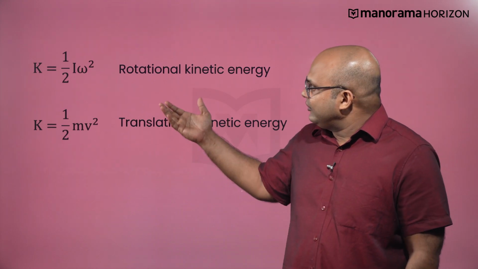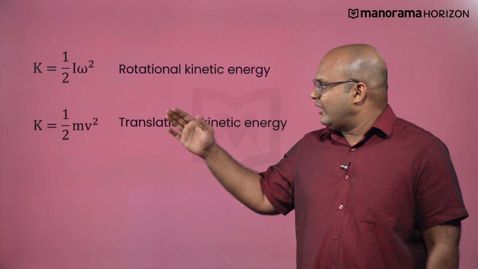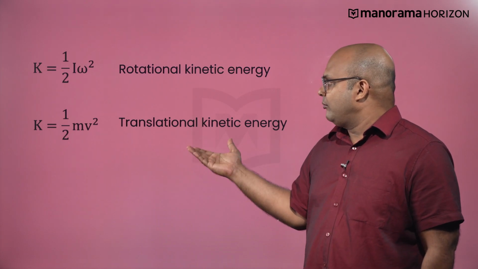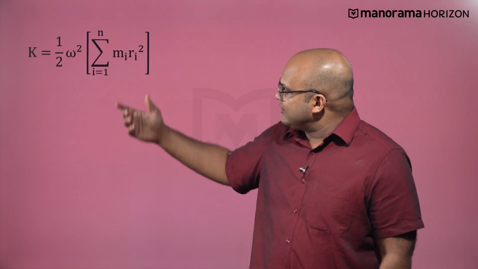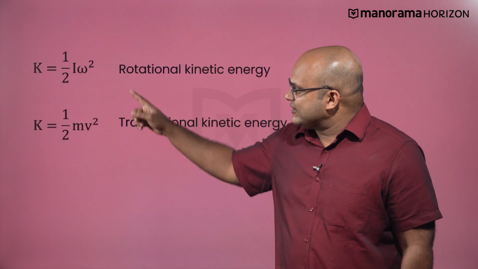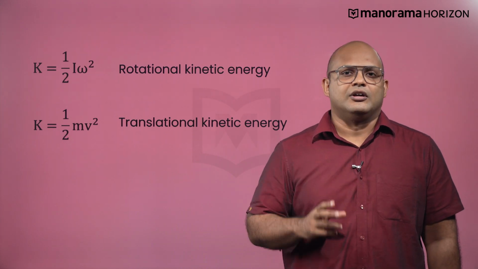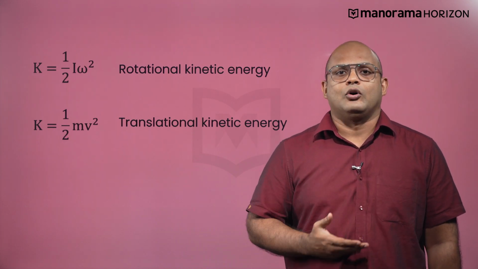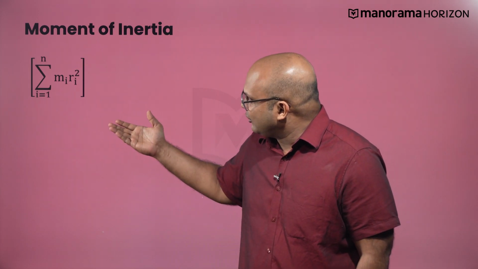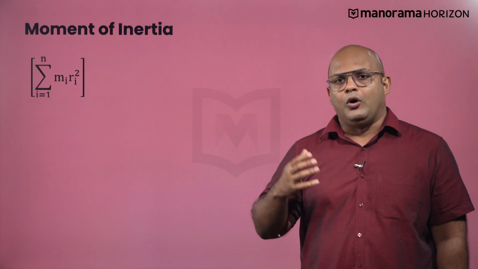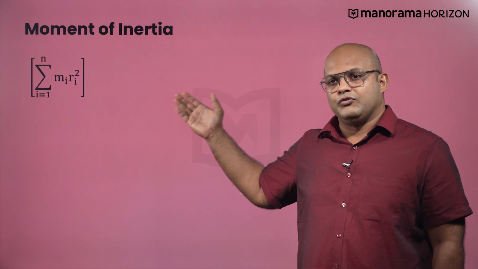So half I omega square is the formula for rotational kinetic energy, while K is equal to half mv square is the formula for translational kinetic energy. You will see that we have replaced this term with a single letter I, which has the same role here as m is playing in the other equation. And this term I is what we call moment of inertia. So the moment of inertia is given as summation of i from 1 to n, that is all the particles in the system, the mass of each particle multiplied by ri squared.